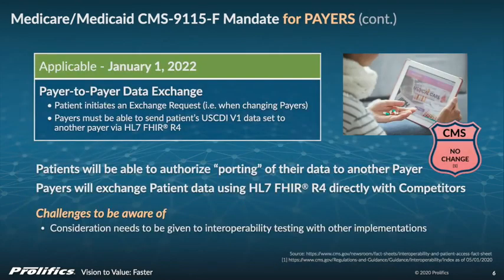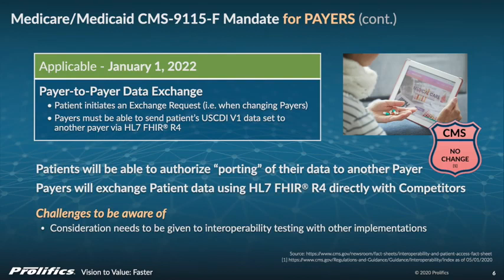The second deadline for payers in the CMS mandate is where things really get interesting. By January 1st, 2022, payers will need to implement the capability to do payer-to-payer data exchange. And what this essentially means is that when a patient switches payers, they have the ability to go to their current payer and initiate the process of their current payer transferring their electronic health information to their new payer.